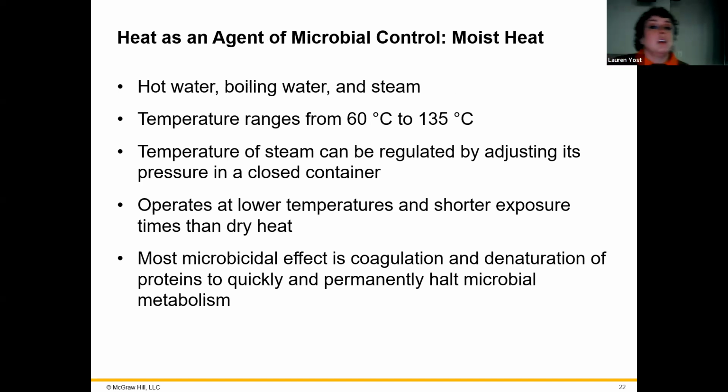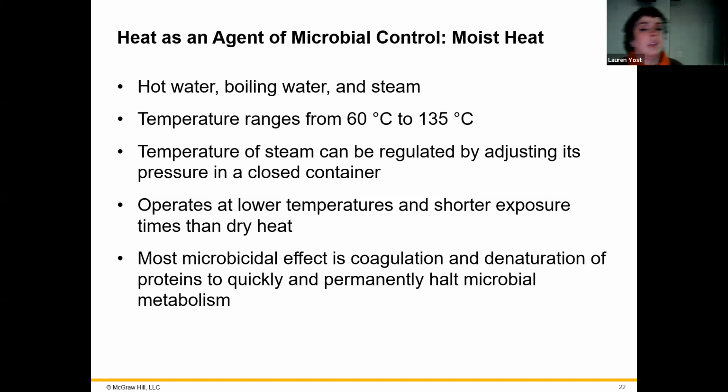Starting with heat. So first is moist heat. With moist heat, we're adding in water during the heating process. Typically, moist heat treatments will range from 60 degrees Celsius up to 135 degrees Celsius. Keep in mind that room temperature is 20 degrees Celsius, body temperature is 37 degrees Celsius. So we're talking about temperatures approaching and surrounding boiling, which is 100 degrees Celsius.